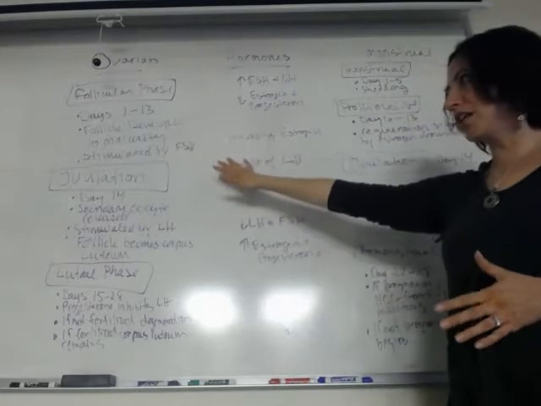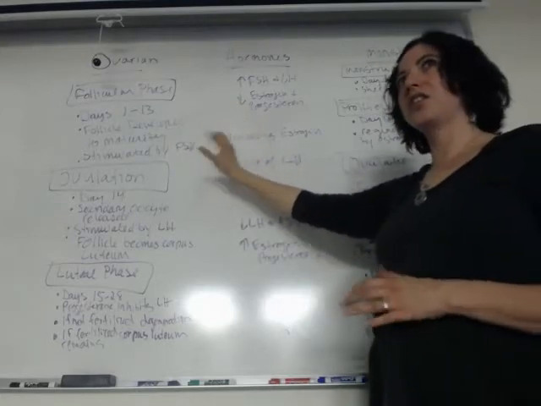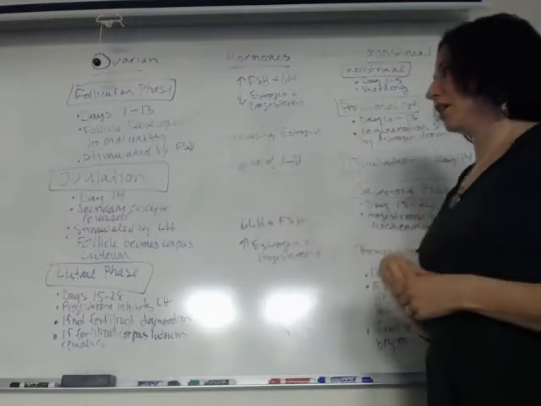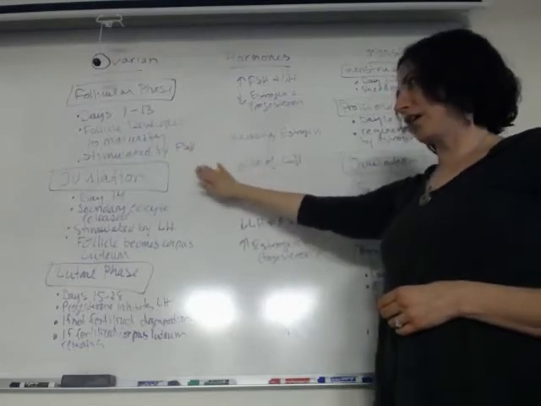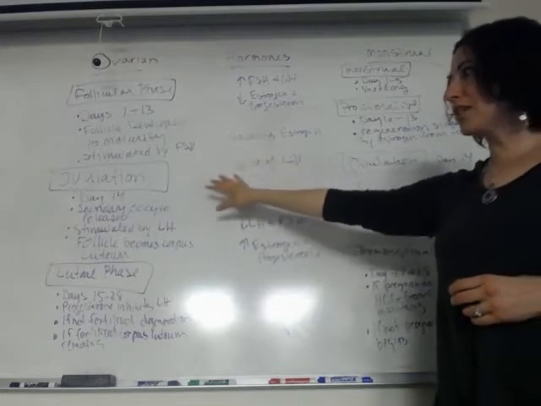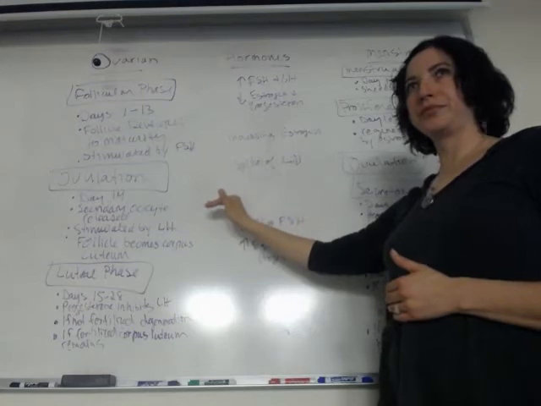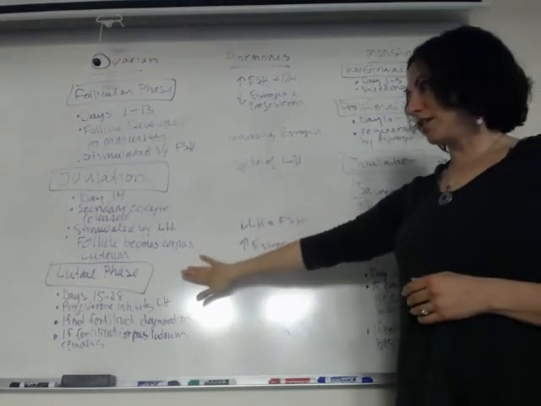At ovulation, this is day 14, and it's stimulated by a spike of LH. So ovulation occurs due to a large increase in LH. And this is the release of the secondary oocyte. Once the oocyte is released, the follicle then becomes what we call the corpus luteum. Following ovulation is the luteal phase.